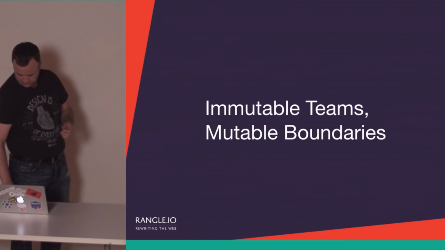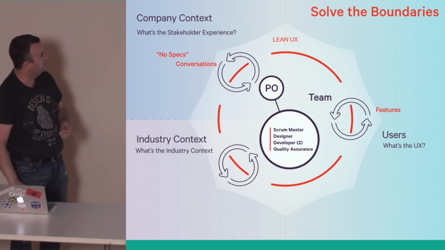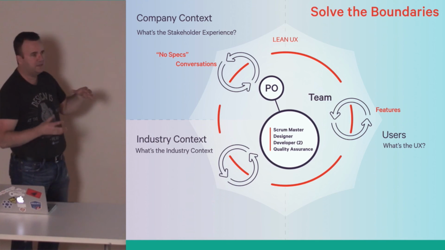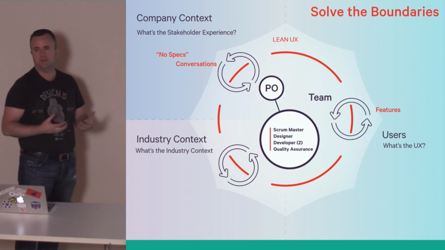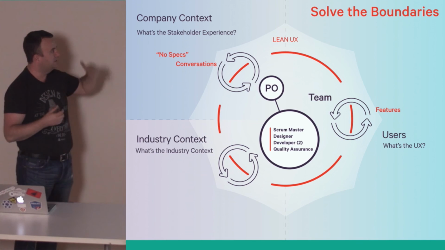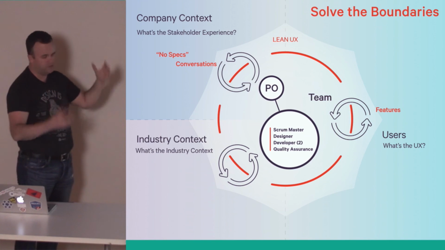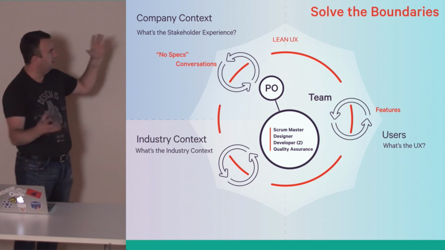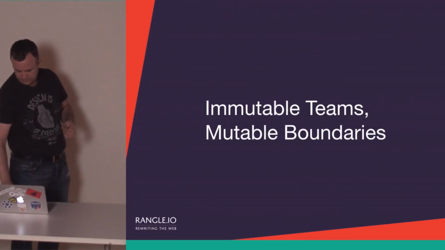I don't know if I have a good summary slide, but that's where Lean UX destroys the tyranny of the spec, establishes the communication, and sets up a process where you can continuously improve and get that end-to-end process that has everyone involved and happy.